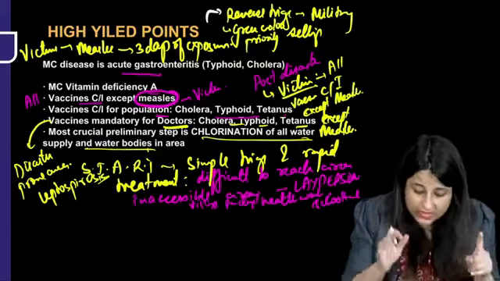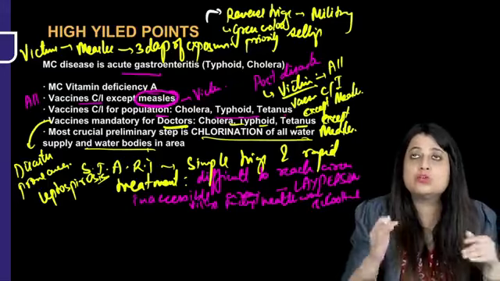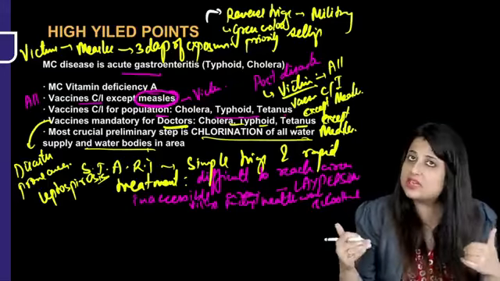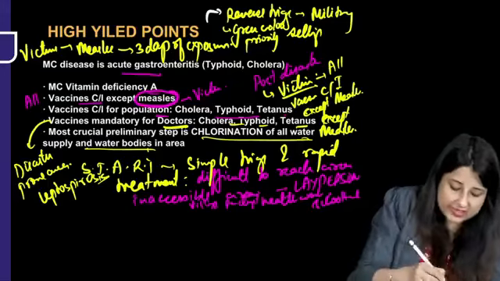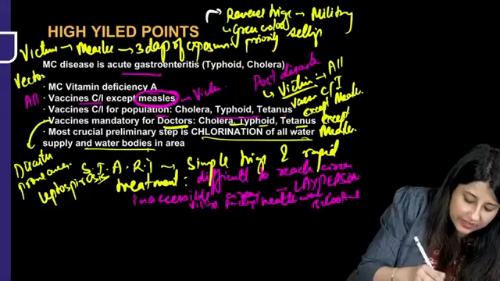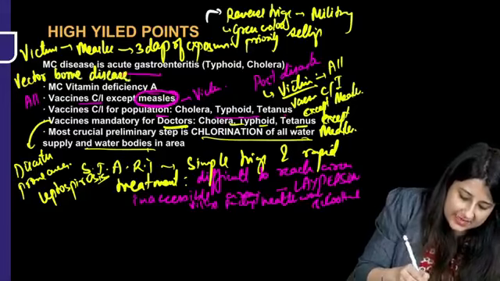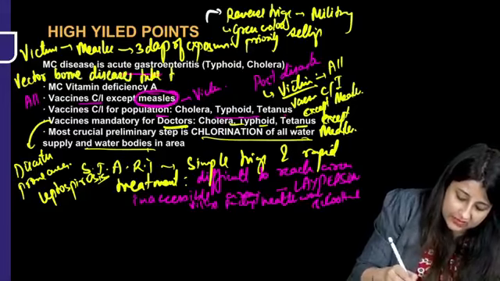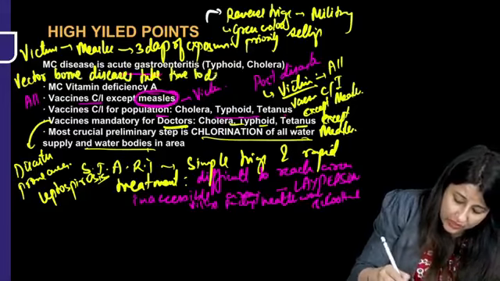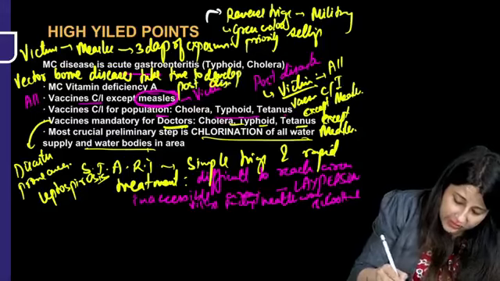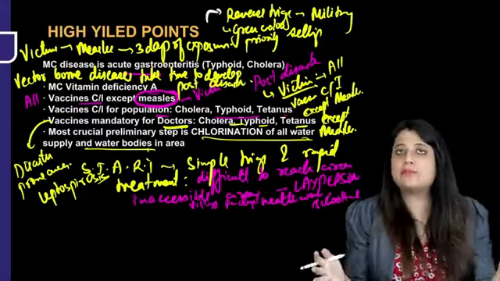Leptospirosis is seen. Only one point over here, remember, do vector-borne diseases appear immediately after disaster? No. So I am just writing this point over here. If somebody asks you, vector-borne diseases take time to develop post-disaster. Okay, take time to do what? Take time to develop post-disaster. Vector-borne diseases take time to develop post-disaster.